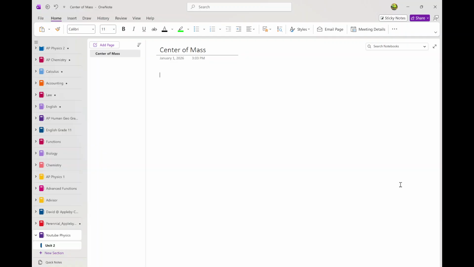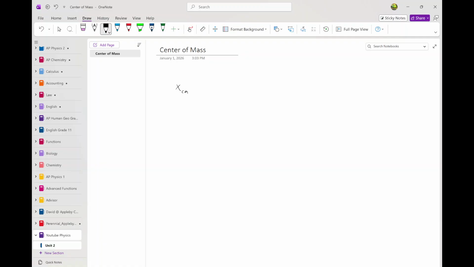Today we're going to be covering the center of mass. This comes during Unit 2, which is mostly having to do with motion, forces, and dynamics. So let's get started. In your formula sheet, it will be referred to as something similar to this.